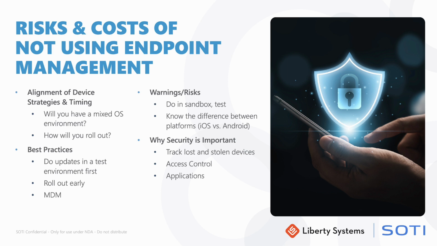Why security is important: track lost and stolen devices, as one lost device incurs high cost to any company. Access control: remotely control devices to track whether employees are being productive during work hours. Another element here is what applications are being run on devices. You can keep track. If employees are not using work applications, the employer can block or remove that application to increase employee productivity.